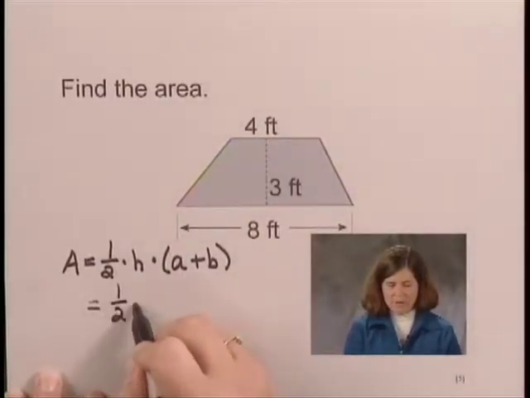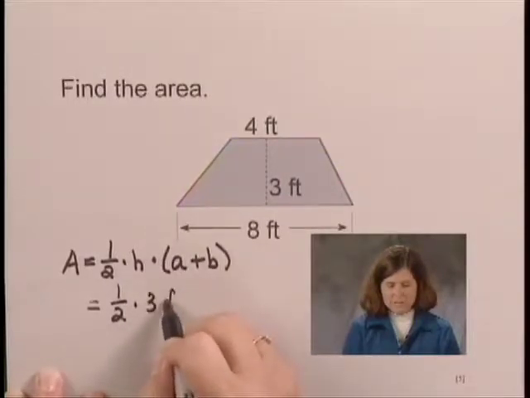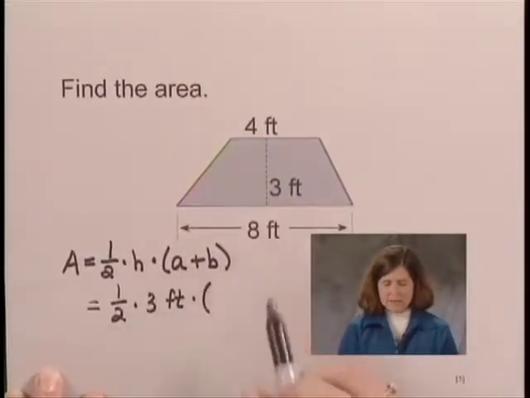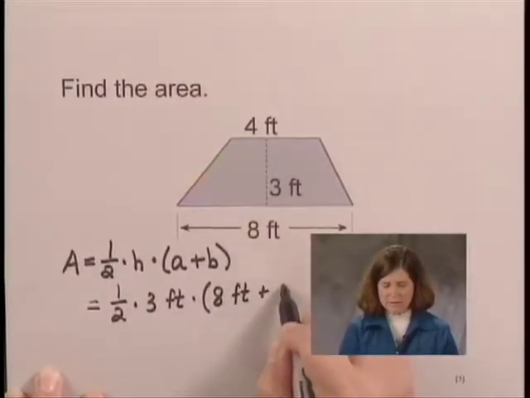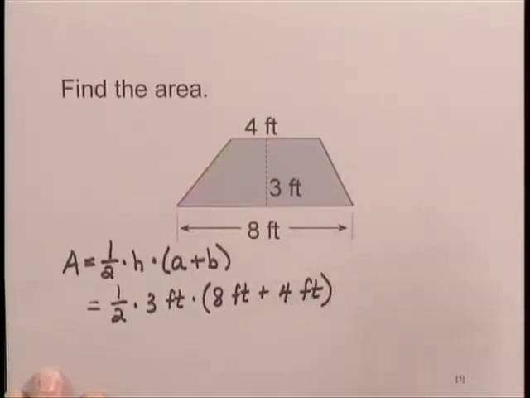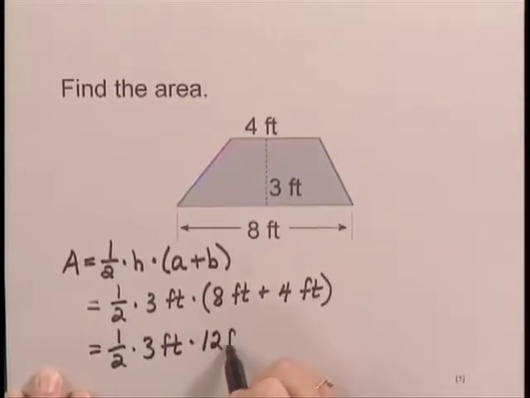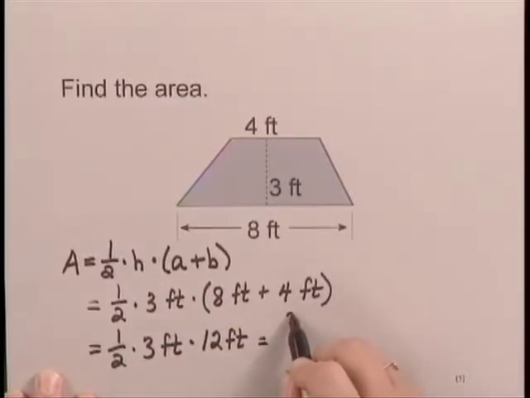So I have 1/2 times 3 feet times 8 feet plus 4 feet. Doing the addition inside the parentheses, I have 1/2 times 3 feet times 12 feet. And now I can multiply 1/2 times 3 times 12, which gives me 3 times 12 over 2, and my unit would be square feet.